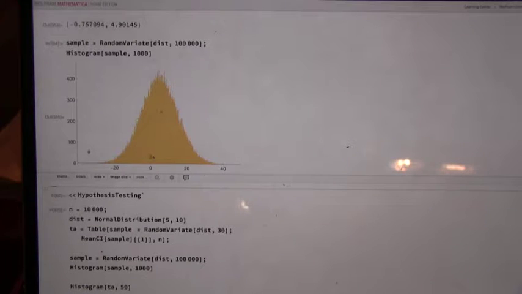So what I did down here is I wanted to show you what a random sample of 10,000 numbers from my distribution looks like. So here's what a normal distribution sort of looks like with a mean of 5 and standard deviation of 10. Okay. Can you tell that the center of this distribution is bigger than 0 by looking at it?